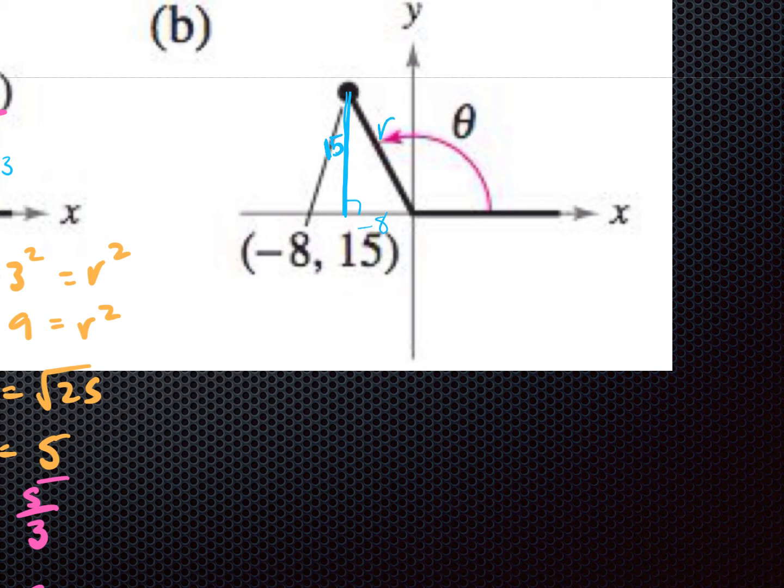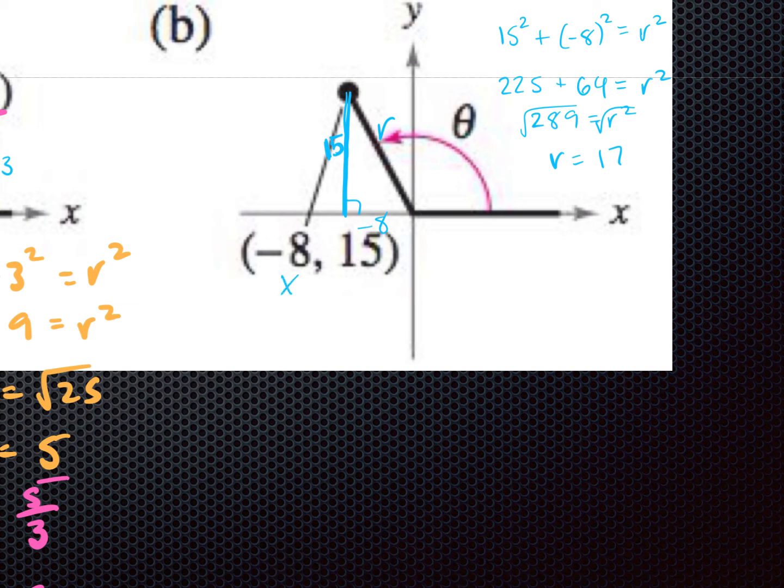Now I want to find my r, so I have to use the Pythagorean theorem to find r. 15 squared plus -8 squared is equal to r squared. 15 squared is 225, plus -8 squared is 64. So this would be 289. If we take the square root, we get r is equal to 17. So 289 is a perfect square. It's 17 times 17.